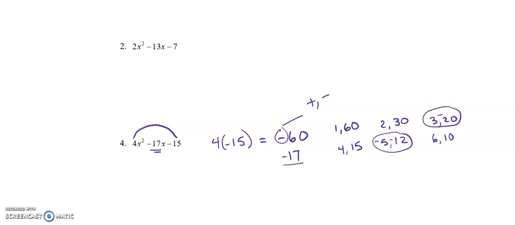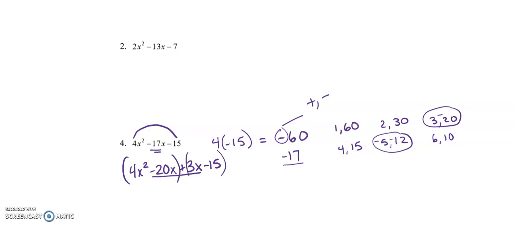So I'm going to take the 4x squared, the negative 17x, and split it up. I like to do the negative first. Usually it just makes it a little bit easier. And then plus the 3x. So again, these middle terms go back to the negative 17x. We're kind of splitting it apart. And then we've got the x minus 15. Then I'm going to group the first two and the last two.